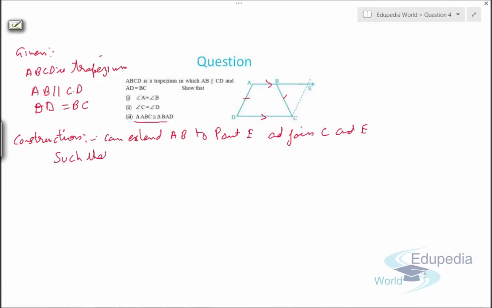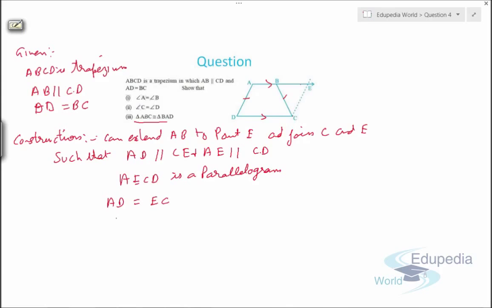such that AD is parallel to CE and AE is parallel to CD. Now, since opposite sides are parallel, we can say that AECD is a parallelogram, right? Now, if AECD is a parallelogram, we can say that AD equals EC and AE equals CD. So this is our construction now.